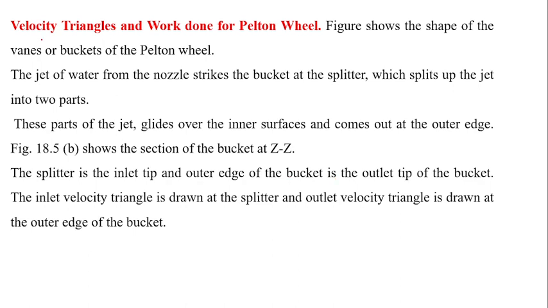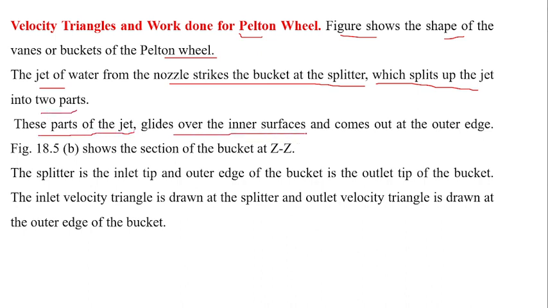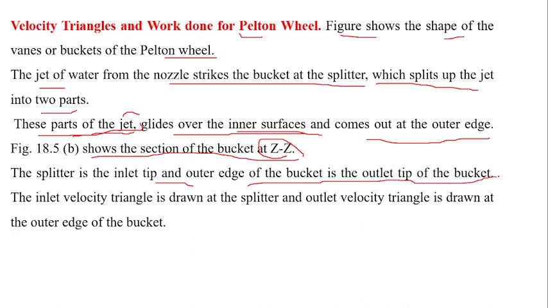Now we need to understand the velocity triangles and work done for the Pelton wheel. This is very important, and you will get an essay question. The figure shows the shape of the bucket vanes of the Pelton wheel. The jet of water strikes the bucket at the splitter, which splits the jet into two parts. One part is guided over the internal surface and comes out at the outer edge. The second shows the direction of the bucket and the jet direction. The splitter is the inlet tip and the outer edge of the bucket is the outlet tip of the bucket.